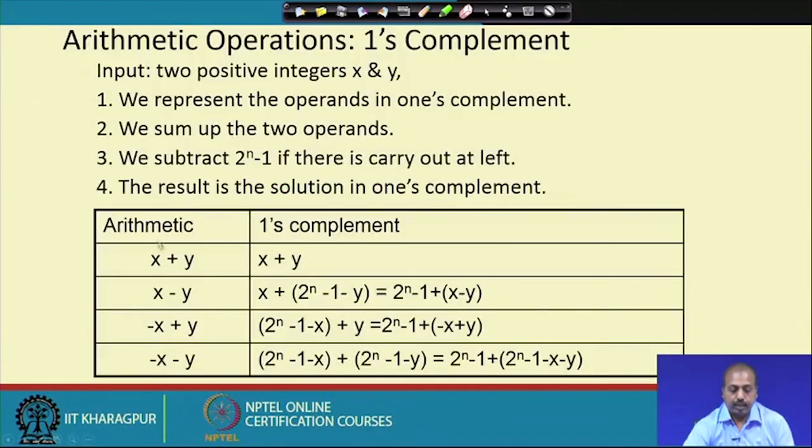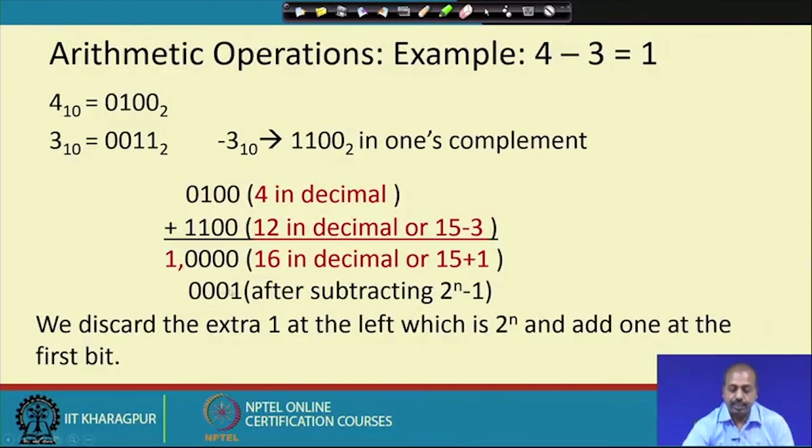After doing the summation, if there is a carry then you subtract 2 power n minus 1. In either case the result will be available in 1's complement notation. In the first example there was a carry generated, so we had to subtract 15, and for subtracting 15 the clever way that we did is we ignored this one. As a result I have subtracted 16 and then I have added 1 at the least significant position. So, minus 16 plus 1, actually 15 is subtracted.